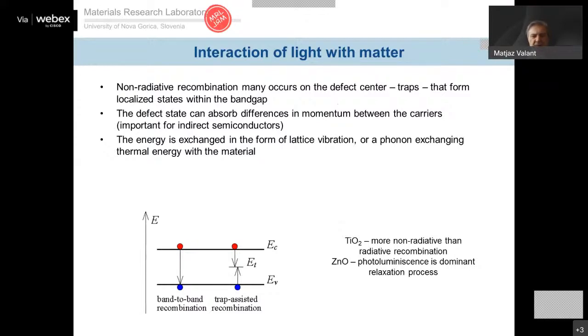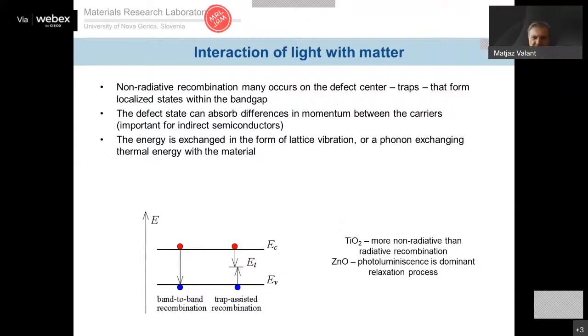Now they can cause non-radiative recombination. Some defect centers are known for that. They can trap the electrons there and slowly cause the loss of their energy and conversion of this energy into heat. So this is what we call non-radiative recombination, because no electromagnetic radiation is emitted.